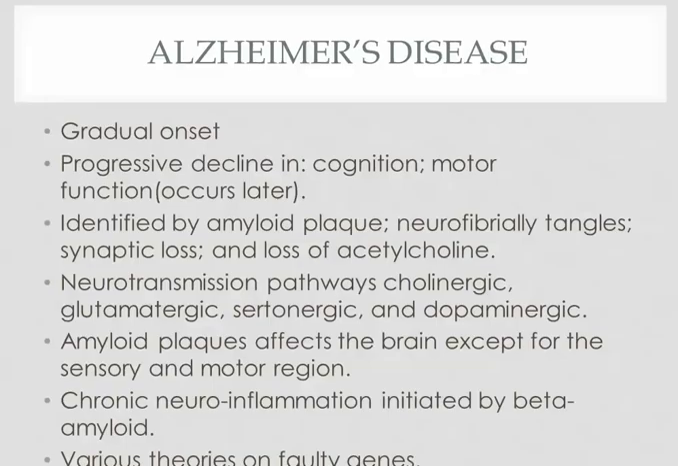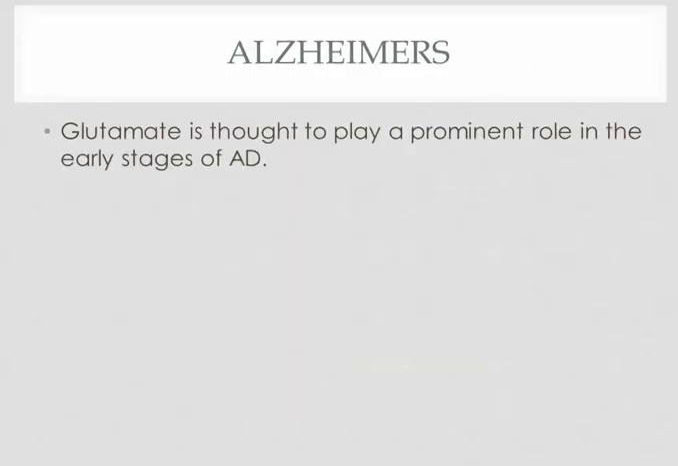As mentioned earlier with characteristics of Alzheimer's disease, we talked about amyloid plaques. What has been found is that the amyloid plaques affect the brain except for sensory, so we're looking at our five senses, and they do not affect the motor region. Chronic neural inflammation initiated by beta amyloid has also been looked at in clients with Alzheimer's disease. There are also various theories of faulty genes. Glutamate is thought to play a prominent role in the early stages of individuals with Alzheimer's disease.